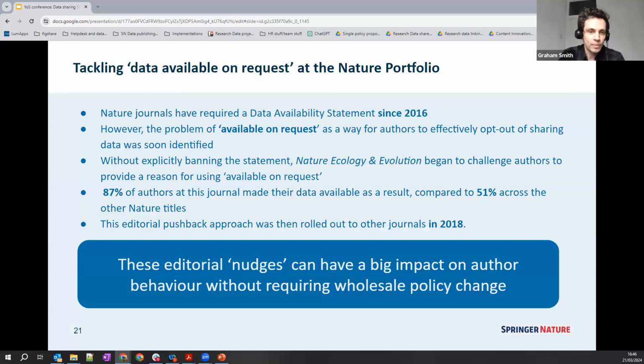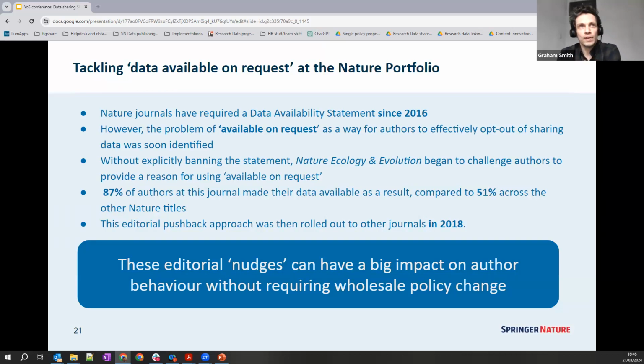Now, if we look at the example of the Nature journals, as I mentioned, they've had this requirement around data availability statements going back to 2016. However, the problem of "available on request" was identified relatively soon. And it was really identified as essentially an opt-out.